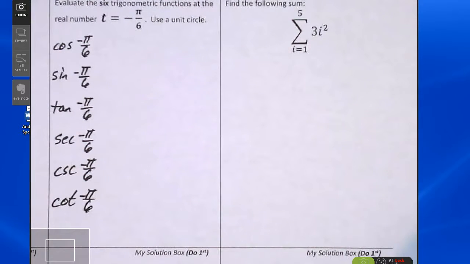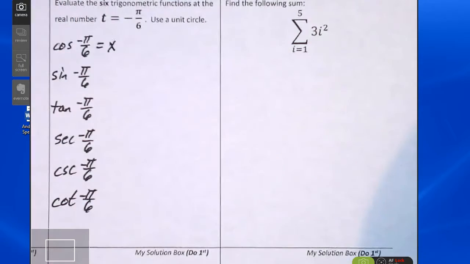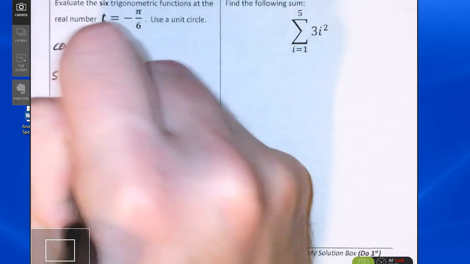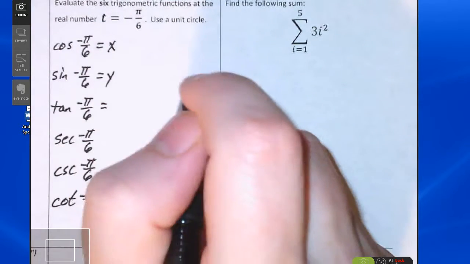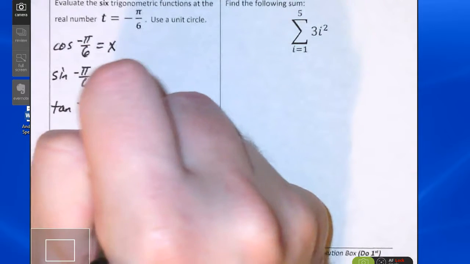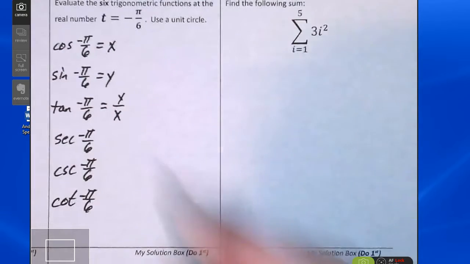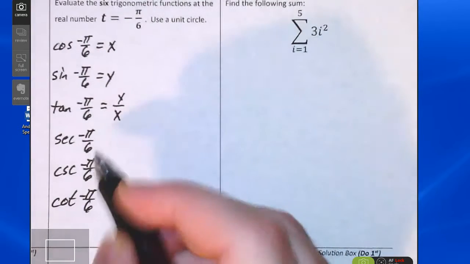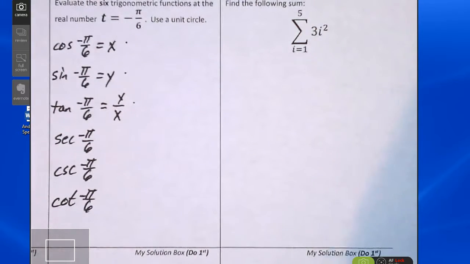Each of these can be found using a formula. For cosine, this is the x-coordinate of a point on the unit circle. Sine is the y-coordinate of that point, and tangent is sine divided by cosine, or y divided by x. The other three are the reciprocal functions of these first three. So we can find these answers by taking whatever we get for these and flipping them upside down.